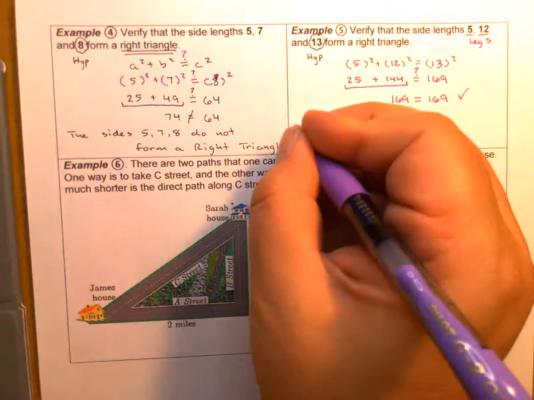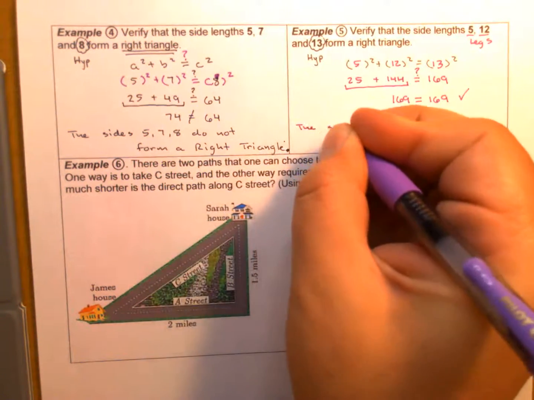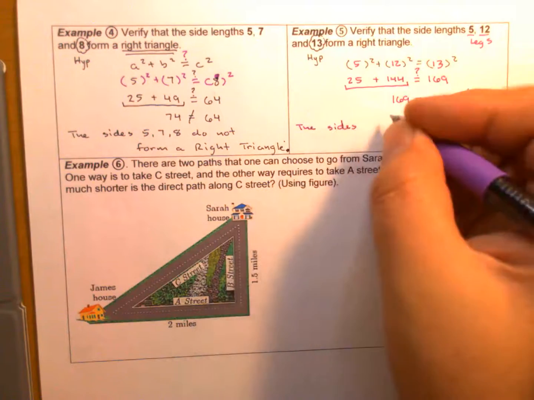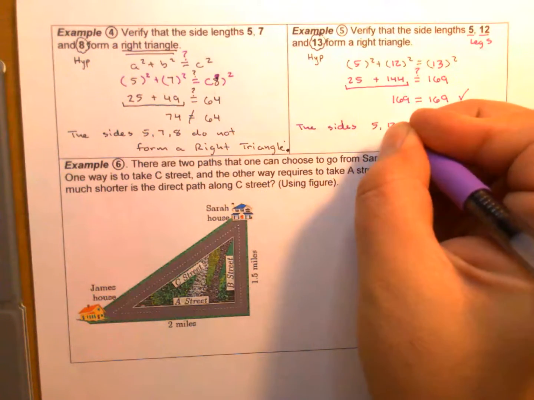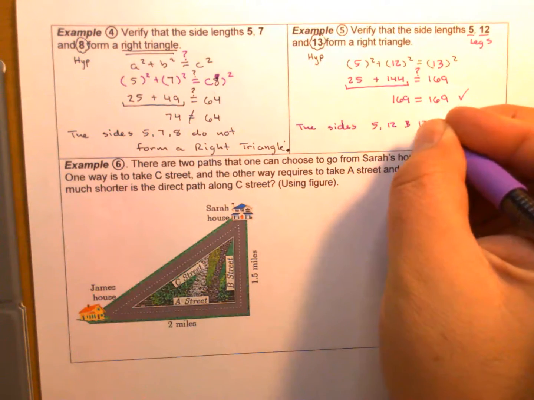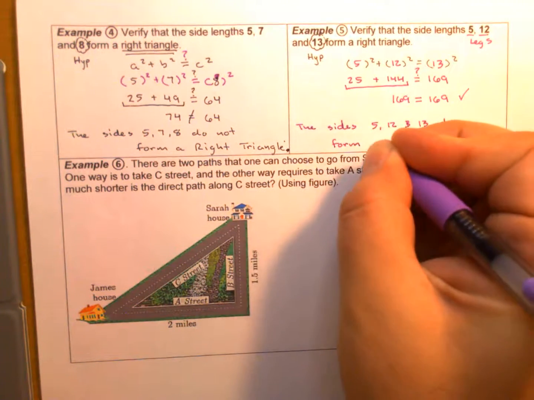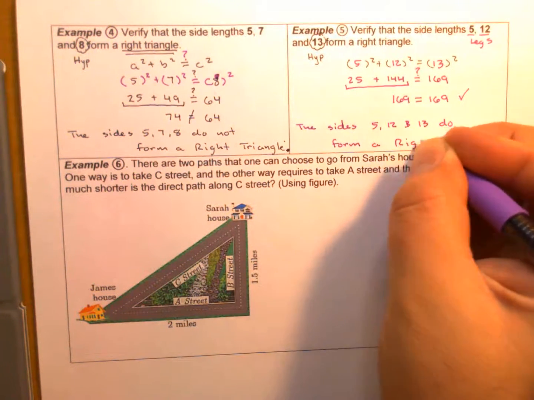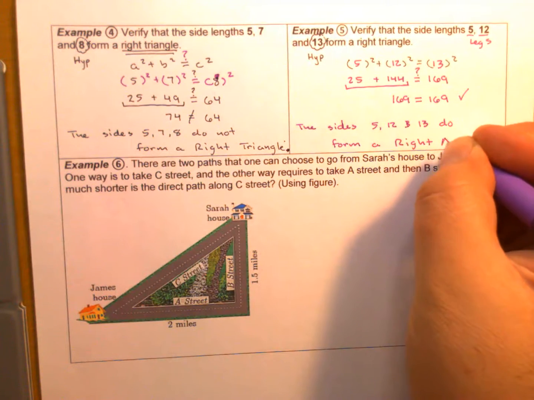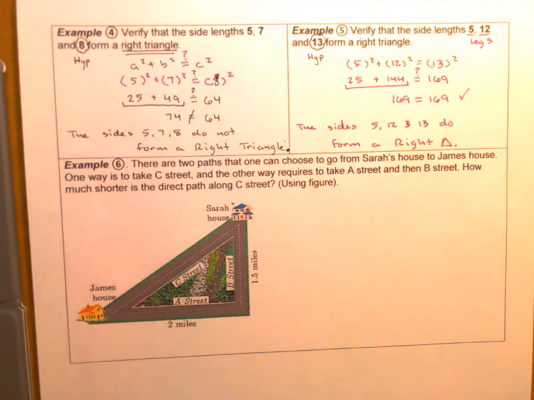It just means the sides 5, 12, and 13 do form a right triangle, which again, that's what the question is asking. It's not just will they create a triangle. No, they're being specific. They're saying, will it be a right triangle?